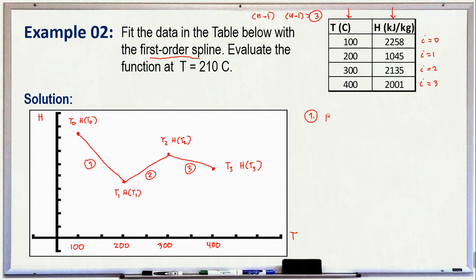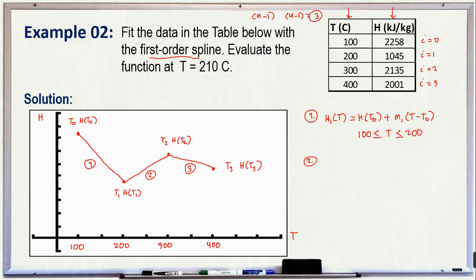So this is h1 of t is equal to h of t naught plus the slope of the first line times t minus t naught, on the interval 100 less than or equal to t less than or equal to 200.